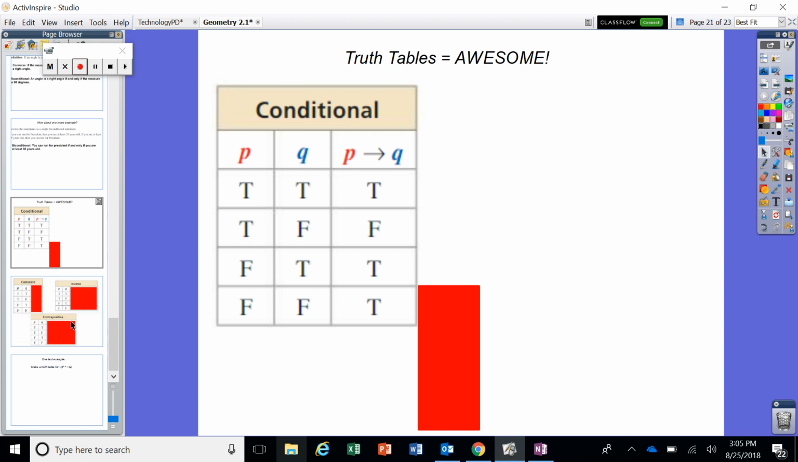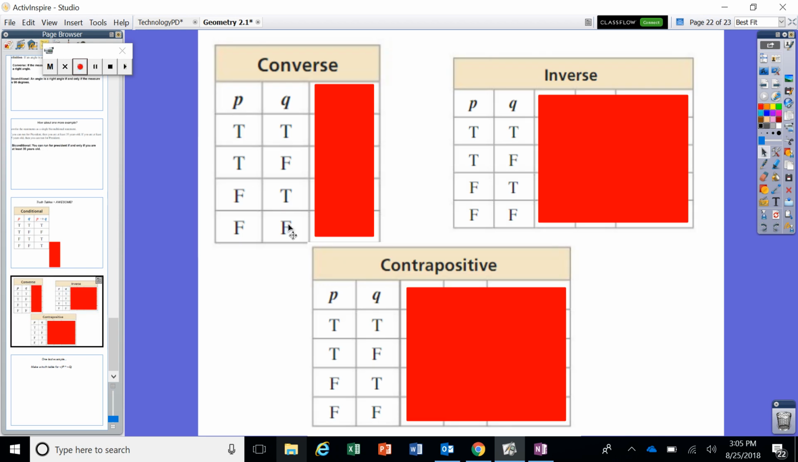So let's take a look at when it's not always P implies Q. What happens if we look at the converse, inverse, or contrapositive? So all of your truth tables should start off like this: P, Q, and your four scenarios. True, true; true, false; false, true; and false, false. These first two columns should never change. It should always be the exact same.